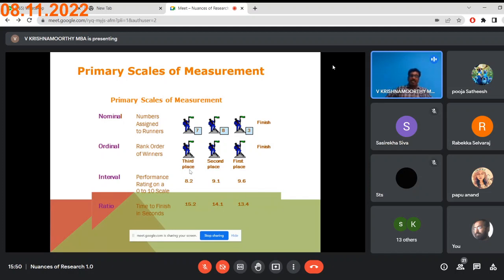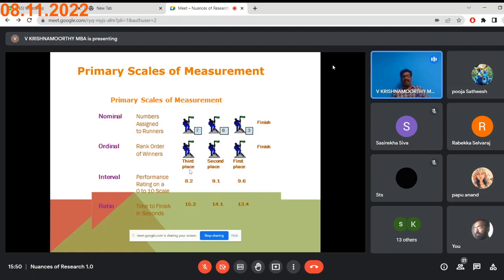One is a nominal scale. What is a nominal scale? In case of nominal scale, the scale is used just to assign numbers. Nominal scale is used only for identification purposes. Say, for example, male or female, city, Erode or Coimbatore or Chennai. So, nominal scale is used only for the identification purpose.